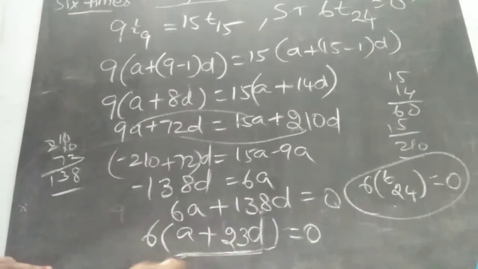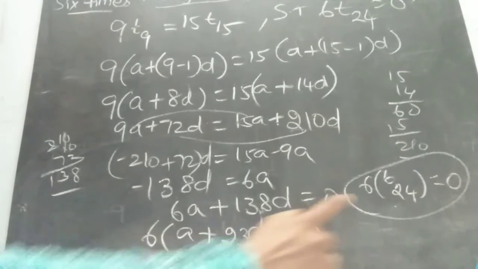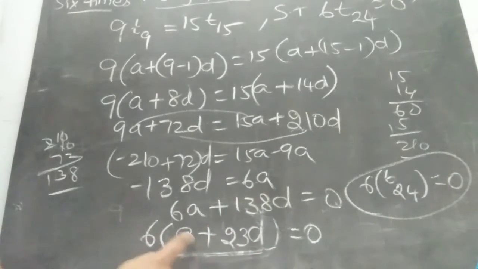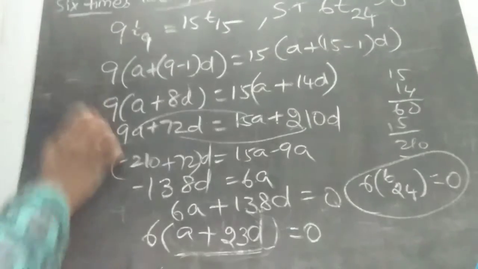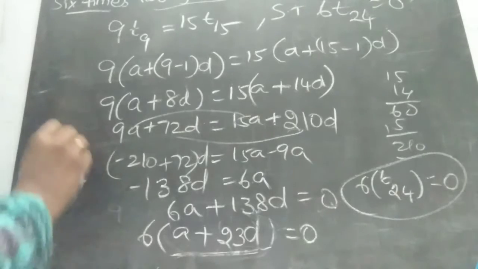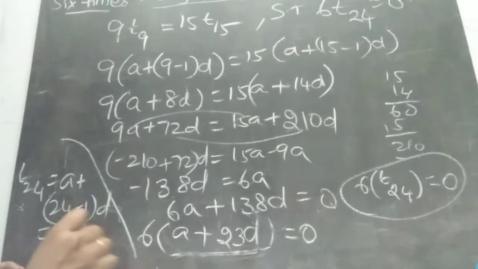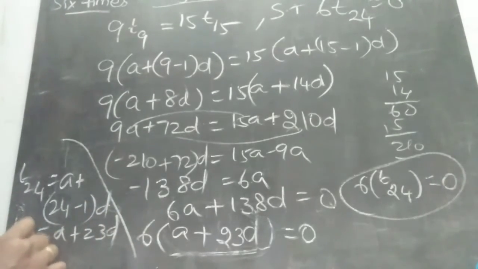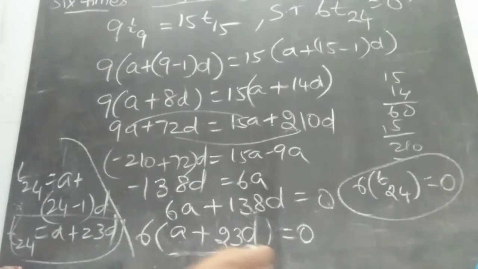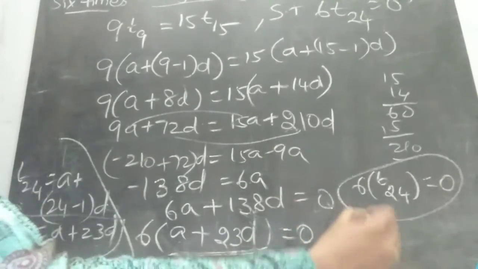So this relation is A plus n minus 1 into D. Here n is 24, so the nth term is the 24th term. The 24th term expansion is A plus, so T24 is A plus n minus 1 into D, that is 24 minus 1 into D, which is A plus 23D. This is your T24. In place of A plus 23D, you write T24. So 6 times T24 is 0. That is what you have to prove. Hence proved.